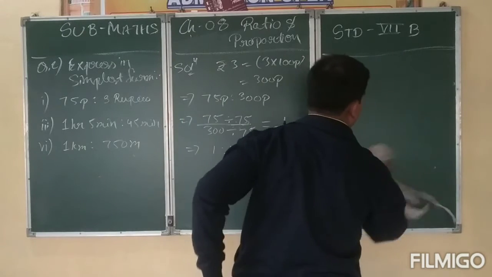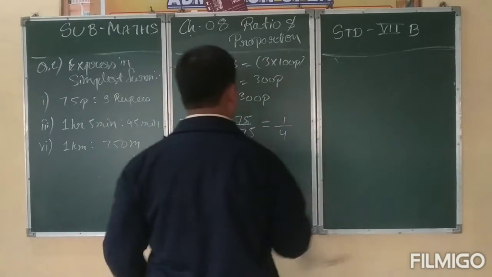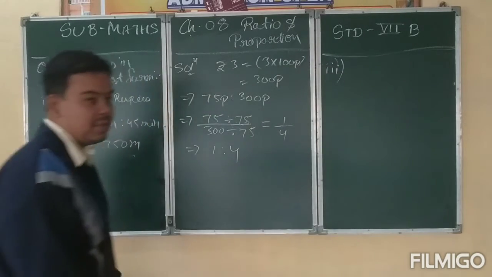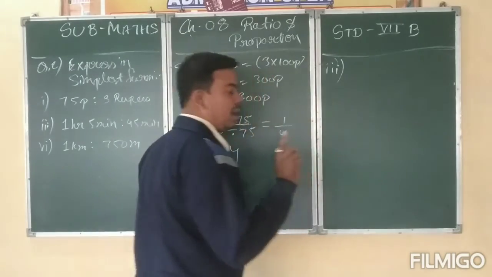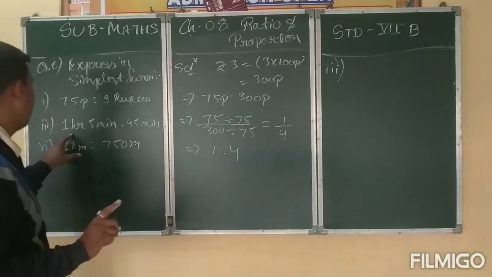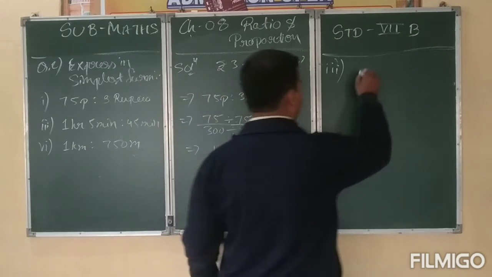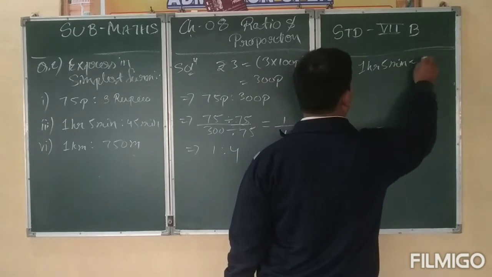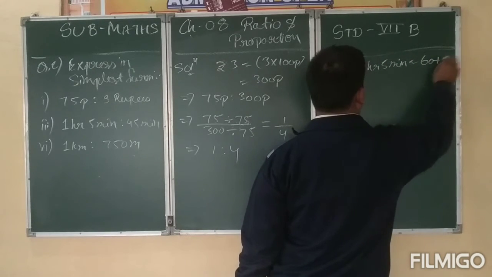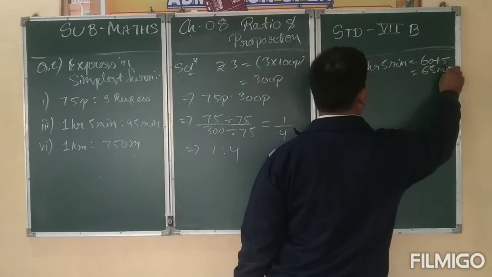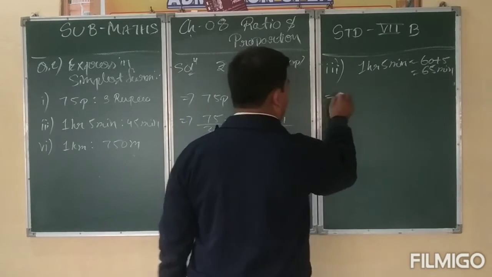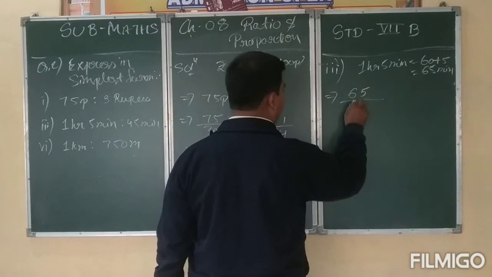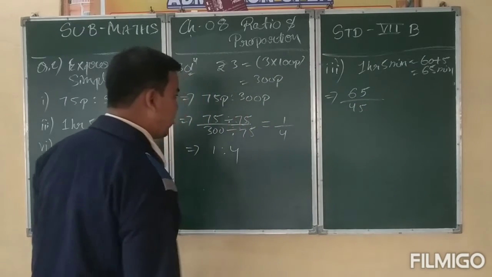See, so third: 1 hour means 60 minutes. 60 minutes plus 5, 65 minutes. 1 hour 5 minutes means 60 plus 5, 65 minutes. Then write it in a fraction, 65 by 45.